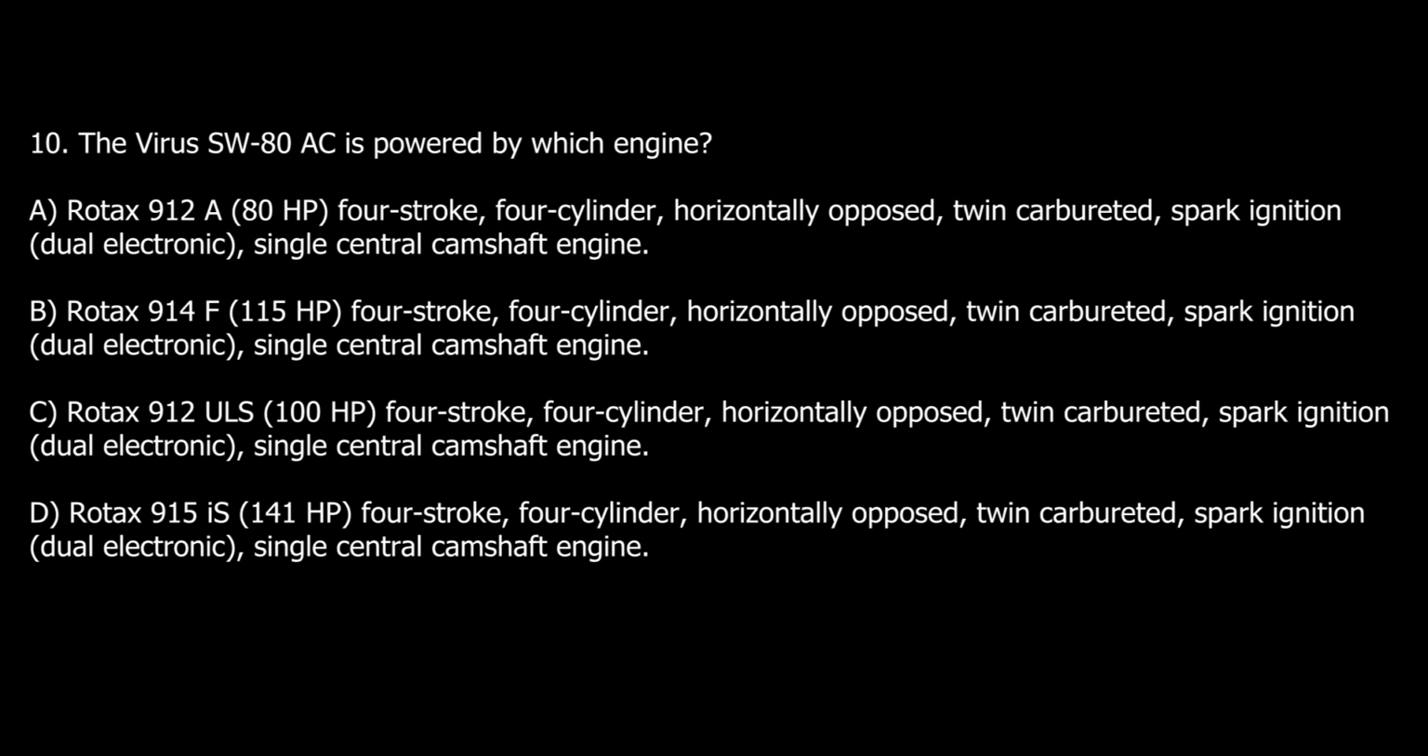C. Rotax 912 ULS, 100 HP, 4-stroke, 4-cylinder, horizontally opposed, twin carbureted, spark ignition, dual electronic, single central camshaft engine. D. Rotax 915 iS, 141 HP, 4-stroke, 4-cylinder, horizontally opposed, twin carbureted, spark ignition, dual electronic, single central camshaft engine.